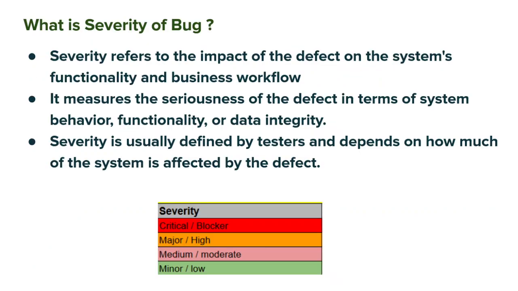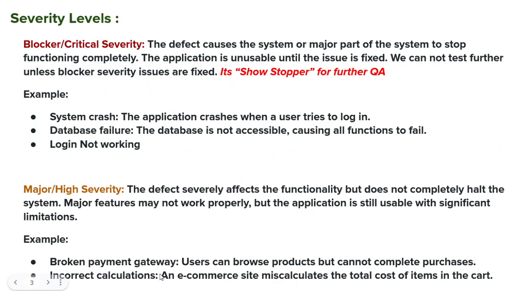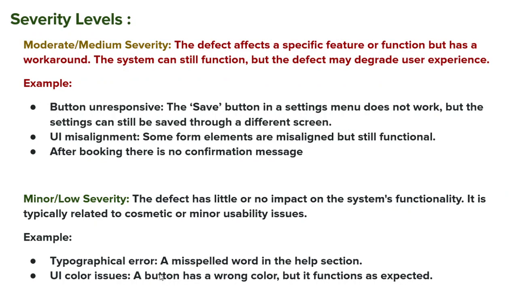So what is the issue severity? Severity refers to the impact of that defect on the system's functionality and the business workflow. Depending on its impact on the system's behavior, it can be a critical or blocker severity issue, which should be fixed immediately because it is very critical. After that come major and high severity issues, then medium and moderate severity, and then minor and low severity. We have also seen examples of blocker, major, medium, and low severity issues. So that is about the severity of an issue.